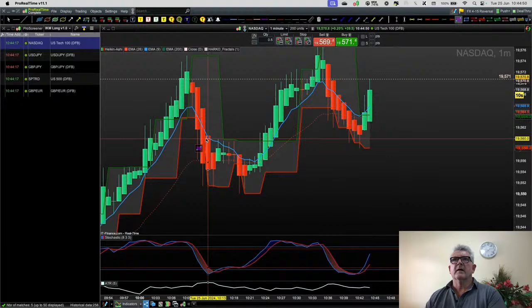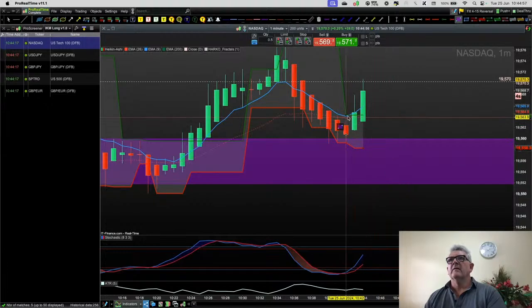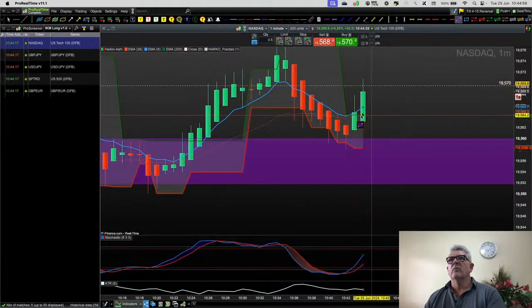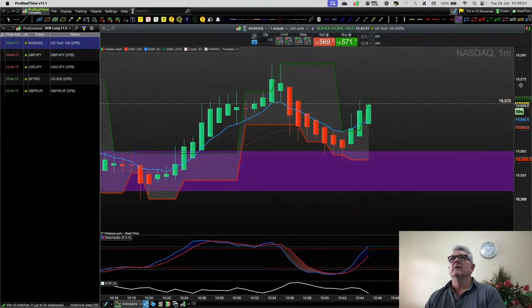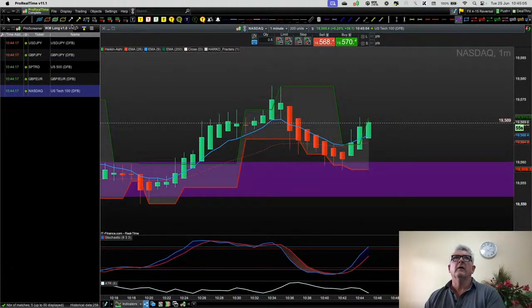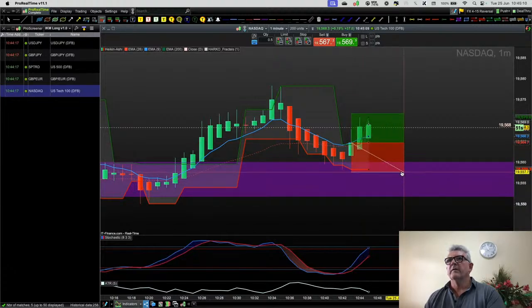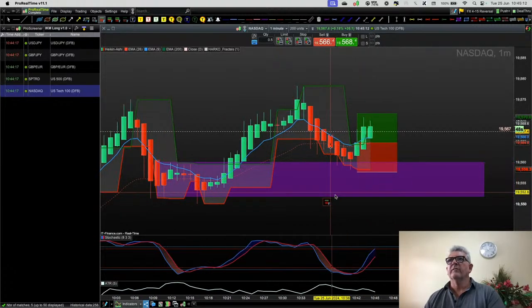So it's a kind of magic consolidation box mark. It needed to come back into the box. Yes, it did. Then it needed a 1 minute fractal. There's the 1 minute fractal. And that's the NAS. Doesn't matter, the NAS. We are futures market on the NAS. So it would be a break here. Stop under the swing high there, and that would be your 1-to-1.